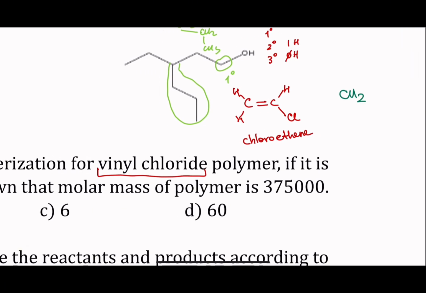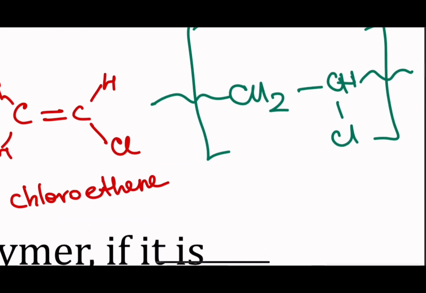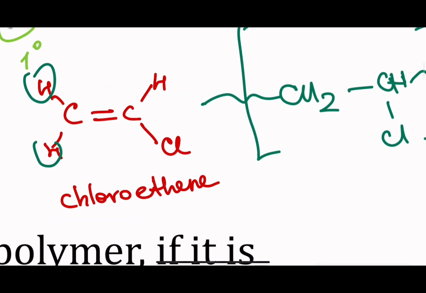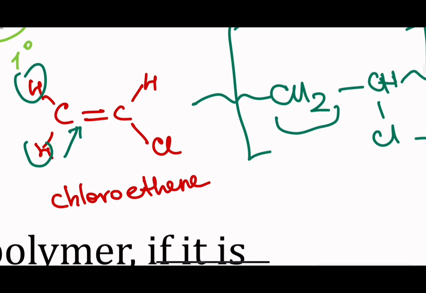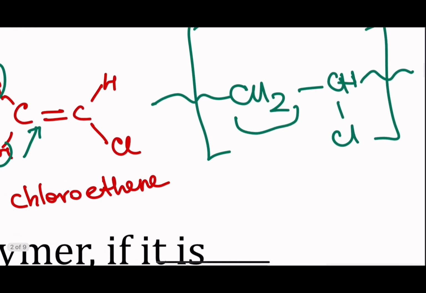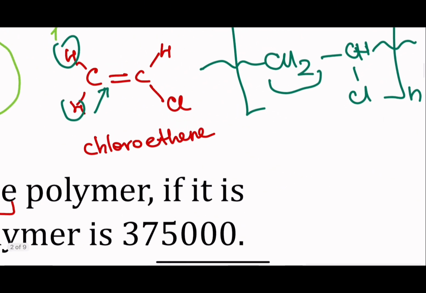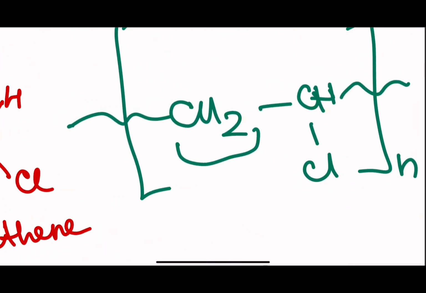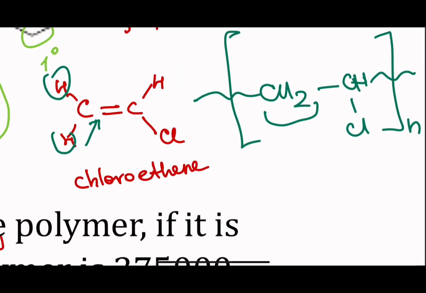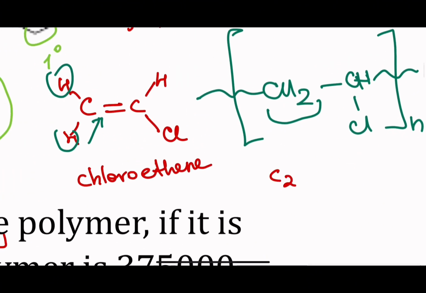So CH2, CH, Cl, and then here goes like this, and you have the polymer. In here, I just tucked the hydrogens into this structure, and that's how it looks. Now you need to find the molar mass of this. In here we've got 2 carbons, C2, H3, and chlorine.